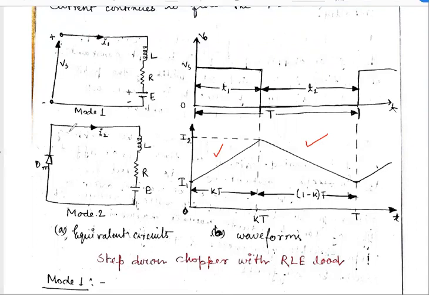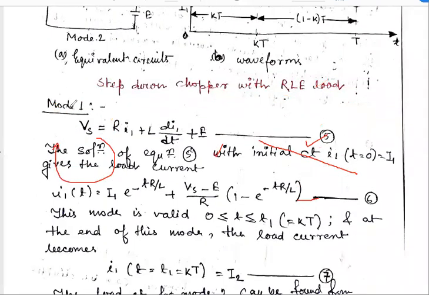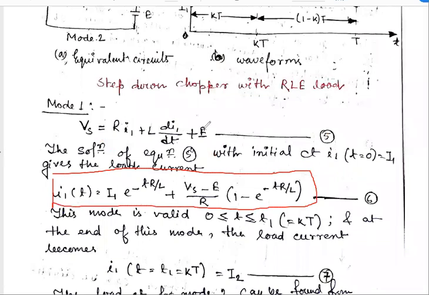What is mode 2? In case of mode 2, the switch is in off condition. That means the current flows through the freewheeling diode. And the inductive current is decreasing during the time 1 minus K into T. And from mode 1, this is the equation: Vs is nothing but R I1 plus L di1 dt plus E. From here we get the solution I1(t). If we solve this differential equation, then we get the equation of I1(t), which is nothing but capital I1 e to the power minus t R by L.